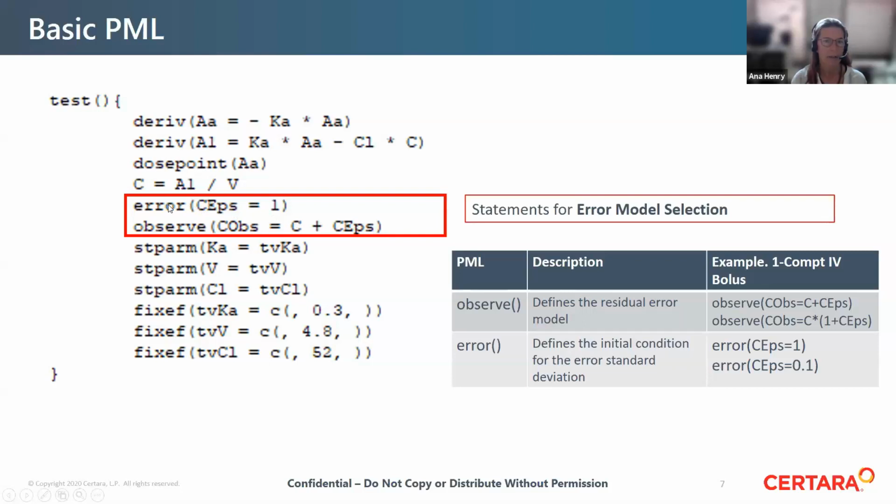And then on top here, this error defines the initial condition of the error standard deviation. So CEps is going to be equal to maybe 1. That really depends on the magnitude of your concentrations, right? But you could also write it as multiplicative. So that would be C times 1 plus CEps. Okay, so that would be the multiplicative. And this one is missing a parenthesis in here to close this observe statement.